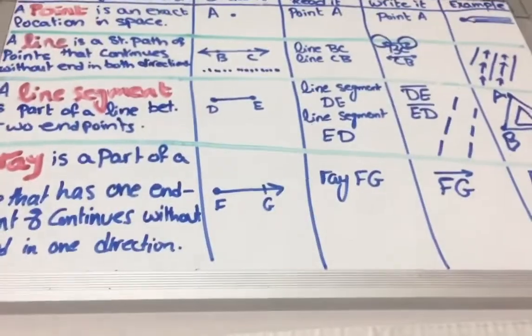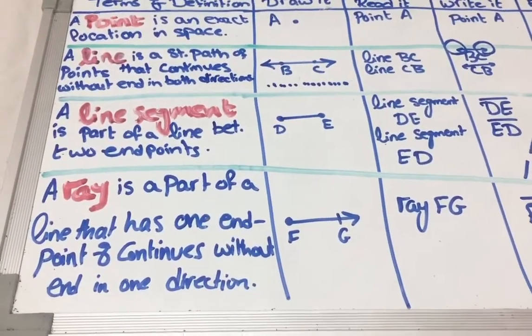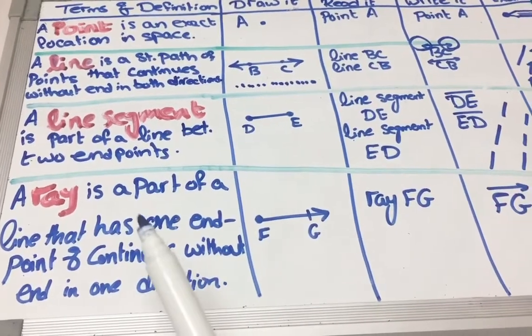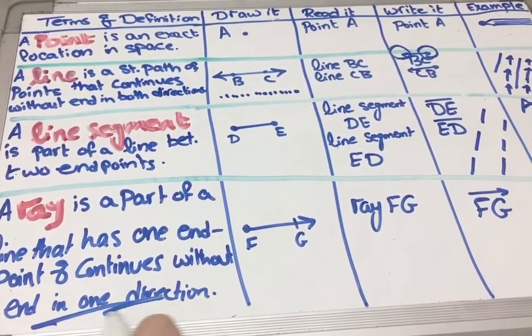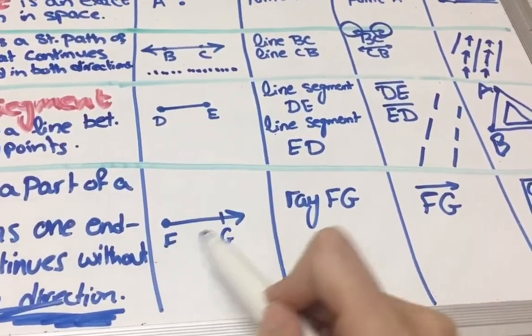The last thing in this part is a ray. A ray is a part of a line that has one end point and continues without end in one direction.